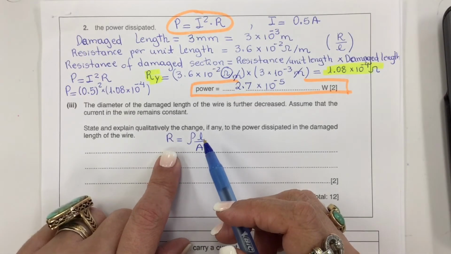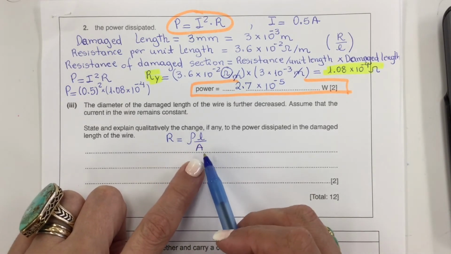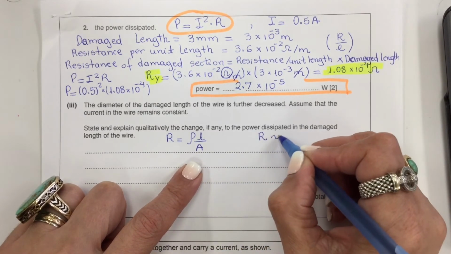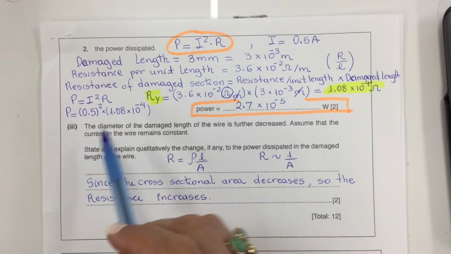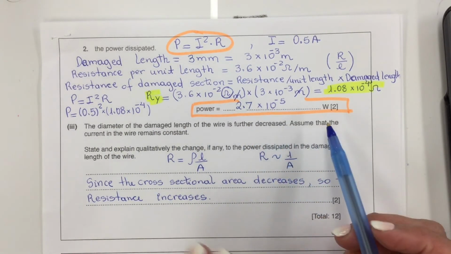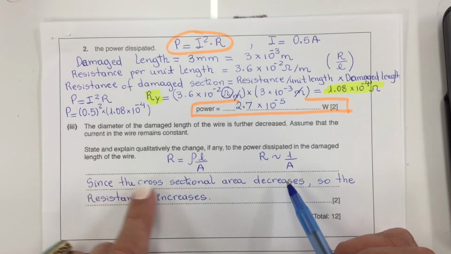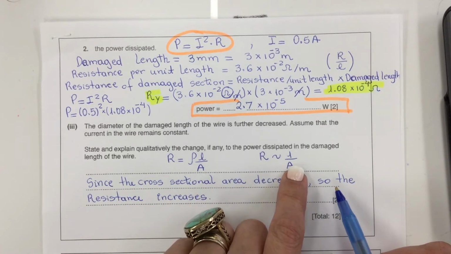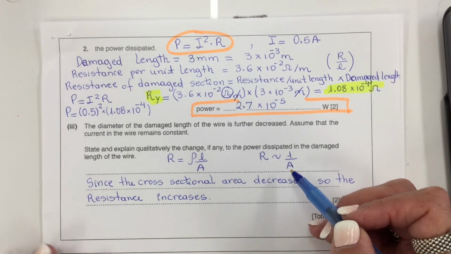First, from this formula, we need to look at the relationship between resistance and the cross-sectional area. So resistance is inversely proportional to the cross-sectional area. Here it says the diameter further decreased, which means that the cross-sectional area is decreasing. So since the cross-sectional area decreases, the resistance increases because resistance and cross-sectional area are inversely proportional.